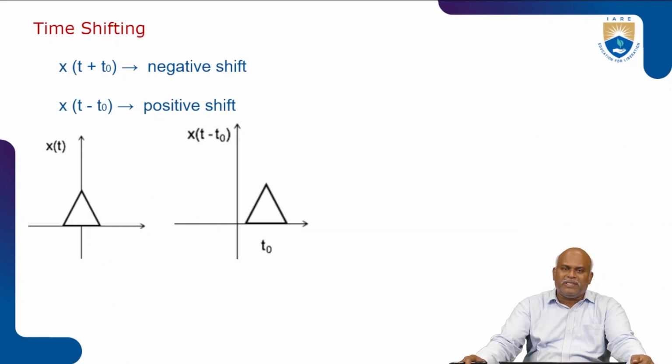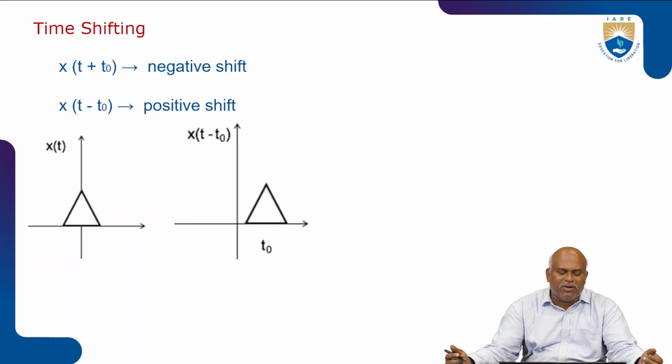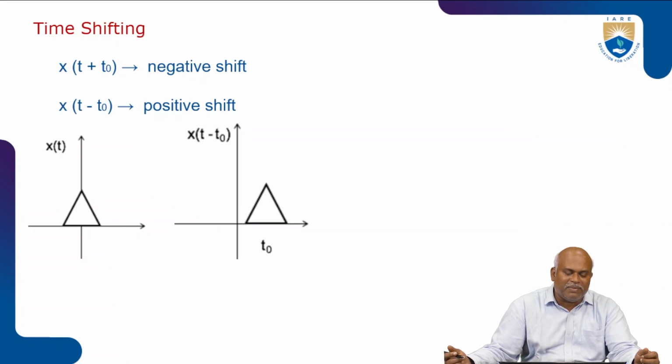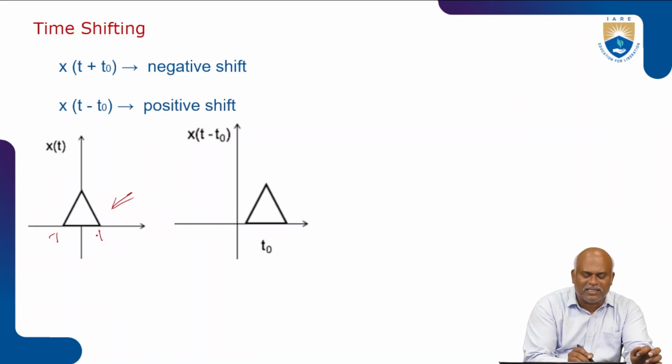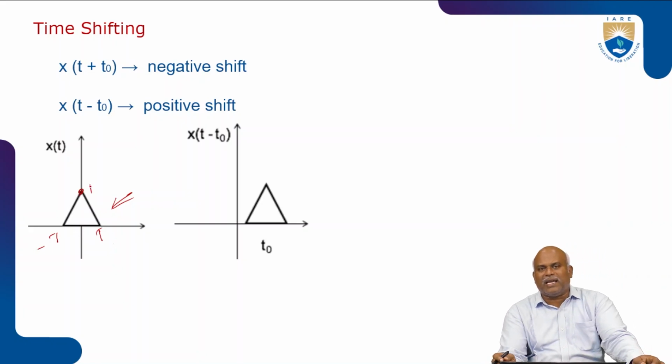Next case, time shifting. The time shifting can happen in the negative as well as the positive direction. The negative time shifting is represented as x(t + t0), and the positive time shifting is represented as x(t - t0). Now I take an image of this one, a triangular case, with some amplitude of 1.